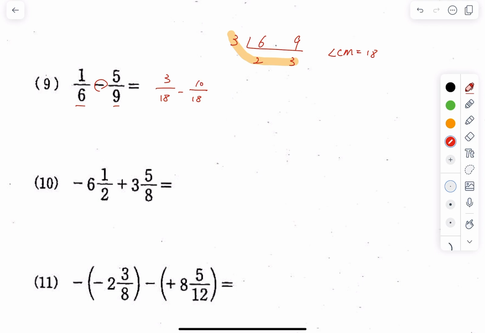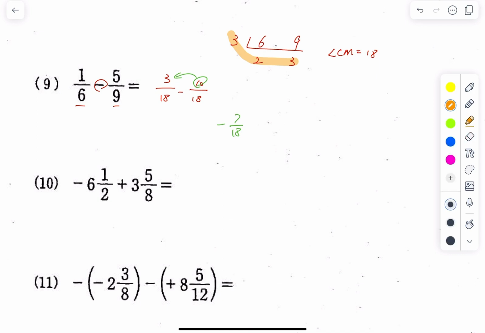All right, so this is very weird. We have a smaller number subtracting a larger number, because if you compare the size of 3 over 18 and 10 over 18, definitely 10 over 18 is bigger. So what should I do? Do I just do 10 minus 3 and then just negative 7 over 18? That seems like it's working, but what's the logic behind it though?